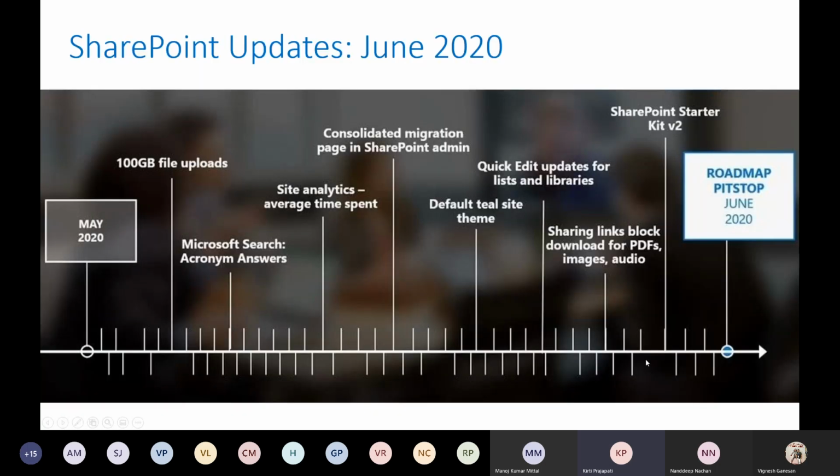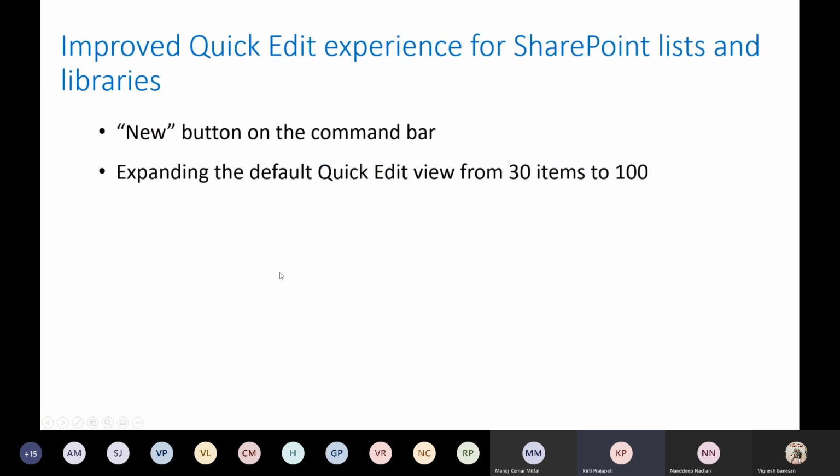And as you know, today we are going to speak about the June 2020 SharePoint updates. I'll talk about a few updates from quick edit for lists and libraries, sharing links, and blocking download for PDF files and some other specific files. First I'll talk about how we can improve the quick edit experience for SharePoint lists and libraries. And I have two things which are already available in my tenant.